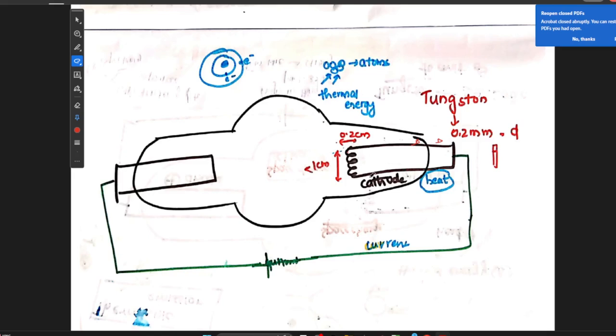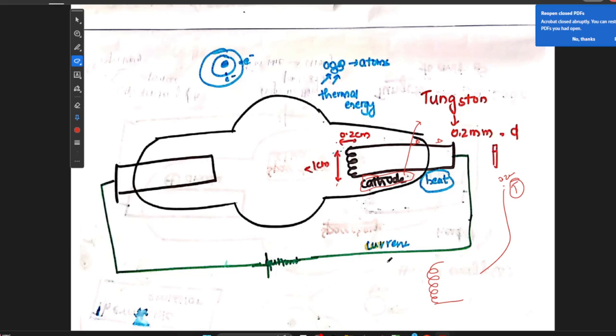What is this cathode made up of? This cathode is actually made up of tungsten. That tungsten has a diameter of 0.2 mm. The cathode is made up of a long tungsten wire with a diameter of 0.2 millimeters. This long wire is wound into a spiral form in such a way that the filament is 1 centimeter in length and 0.2 centimeters in width.